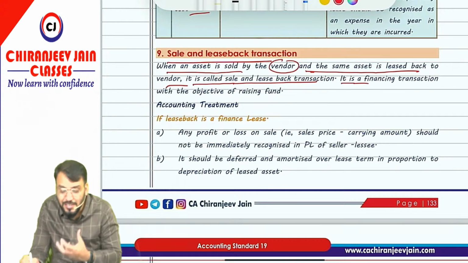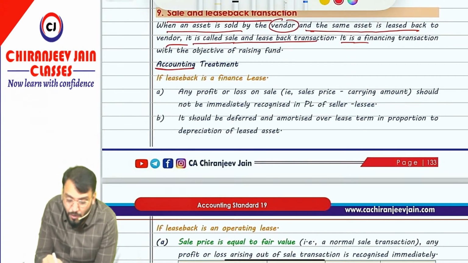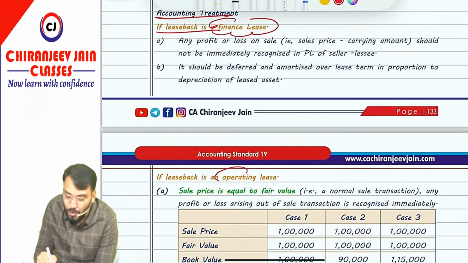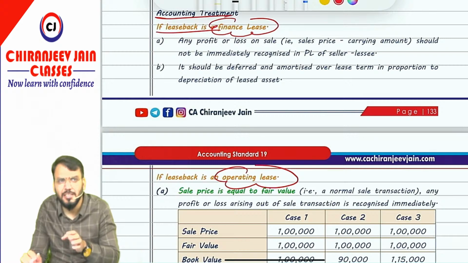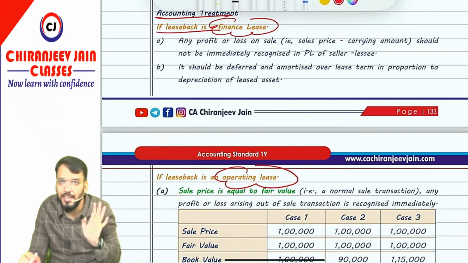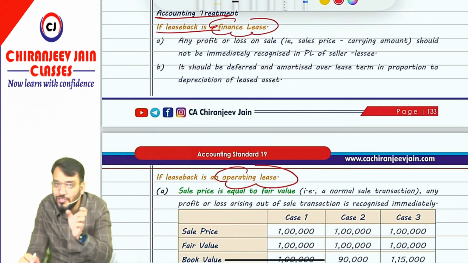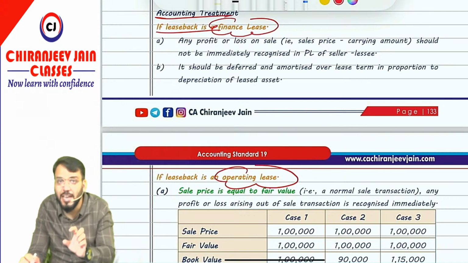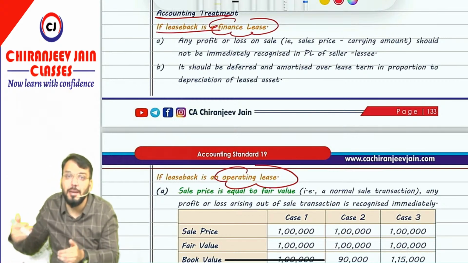Correct? So in this case, what will be the accounting treatment? What will be the accounting treatment? The accounting treatment is based on whether the lease is a finance lease or an operating lease. So if the lease is a finance lease, the lease transaction will be accounted as per AS 19. So we are not discussing lease, but in the sale, whatever gain or loss on sale has been calculated will not be recognized as an expense or income immediately in PL. That will be deferred and will be amortized over the lease term in the ratio of depreciation.